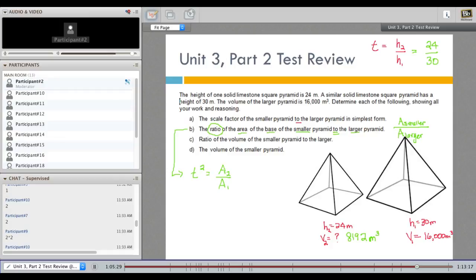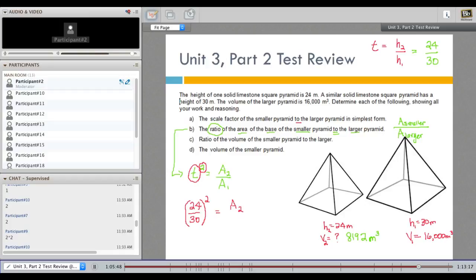Okay, so yeah, because we know t, it's like for Part A. You're going to put 24 over 30 in for t, but then you have to take t and square it, because t up here is squared.